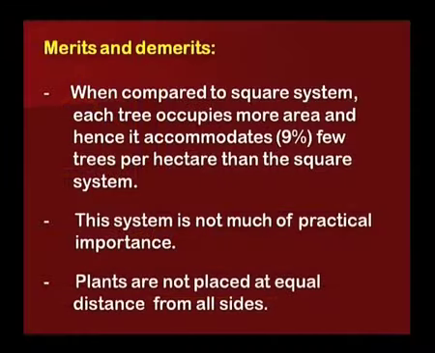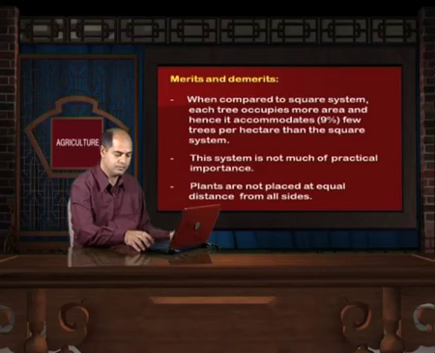Merits and demerits. When compared to the square system, each tree occupies more area and hence it accommodates 9% fewer trees per hectare than the square system. This system is not of much practical importance. Plants are not placed at equal distance from all sides.